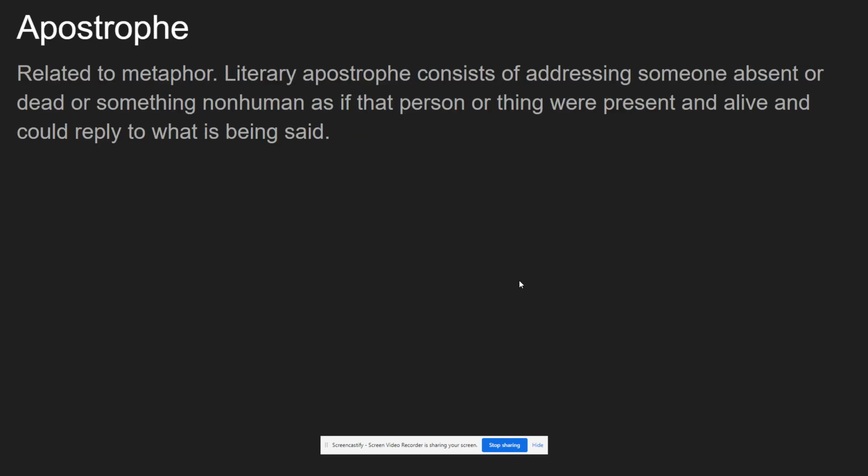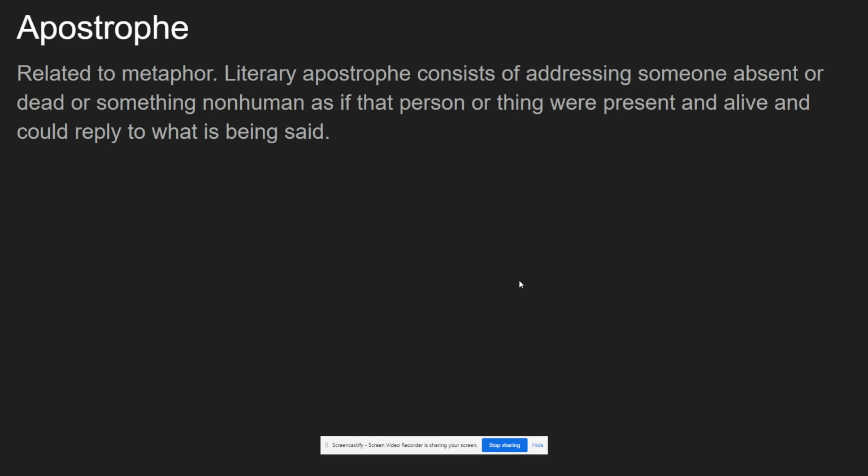Okay, moving on. Apostrophe. There is a punctuation mark called an apostrophe, but that's not what we're talking about here. Apostrophe is related to metaphor because you're making a comparison between something that isn't alive and something that is alive. So it's like a personification. Literary apostrophe occurs when the narrator, the speaker, a character, anybody addresses someone absent or dead or something non-human as if that person or thing were present and alive and could reply to what is being said.